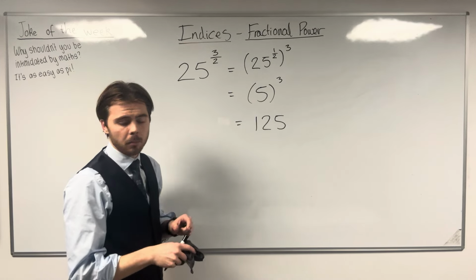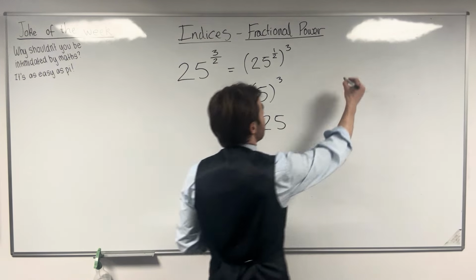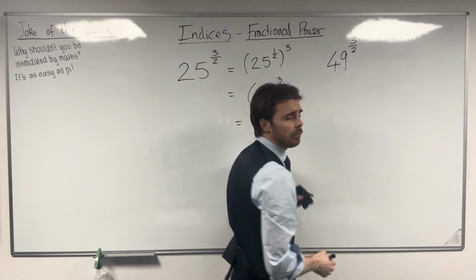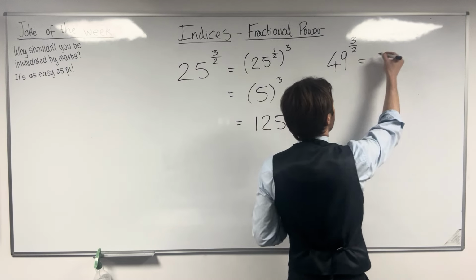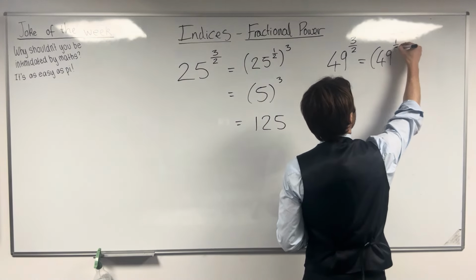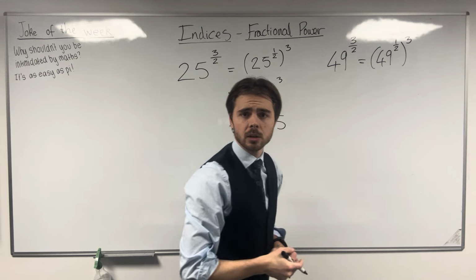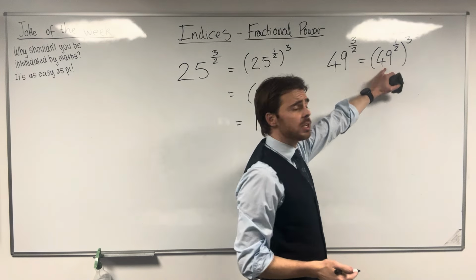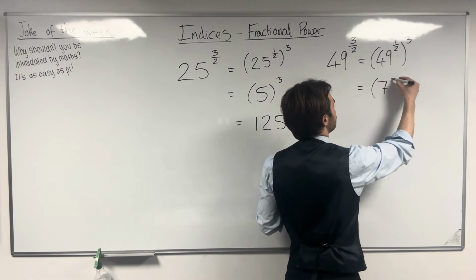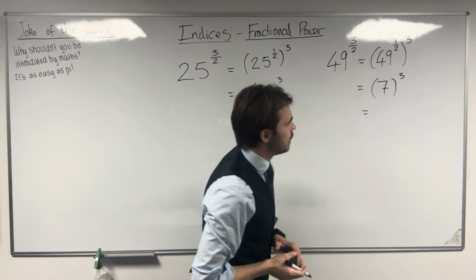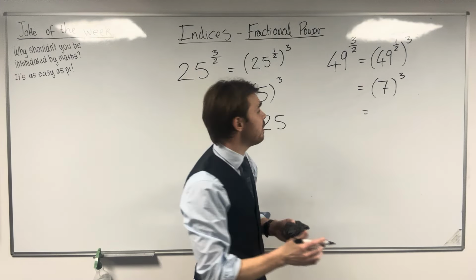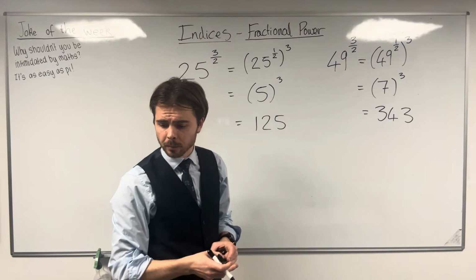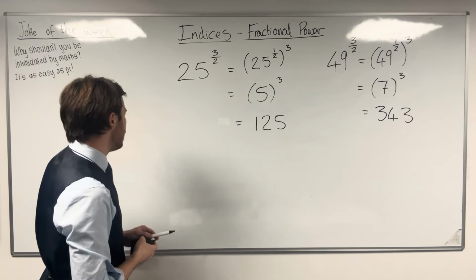So let's see some examples. I'm going to go with 49 to the power of 3 over 2, something very, very similar. So we've got 49 to the power of a half, and then 3 on the outside. So square root of 49 is 7. And then we have a power of 3. And then that's 7 times 7 times 7, 7 cubed. We've got 343. Okay, 343.